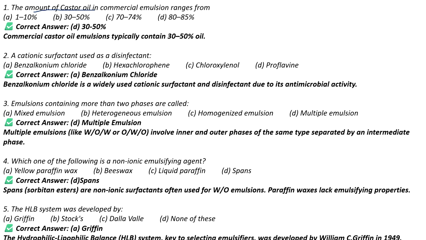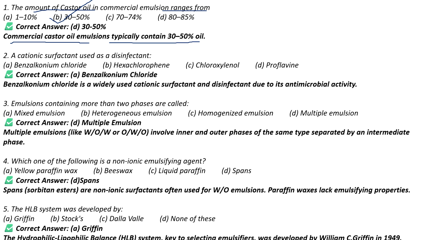The amount of castor oil in commercial emulsion ranges from: options are 1 to 10%, 30 to 50%, 70 to 74%, 80 to 85%. So commercial castor oil emulsions typically contain 30 to 50% of oil. So we can say option B, that is 30 to 50%, is the correct answer of this question.